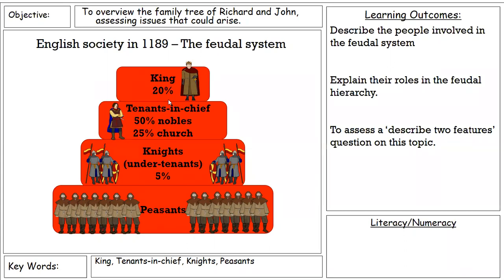So I'll just quickly draw here. This whole hierarchy here is the way in which society was controlled. And we're going to look at each area to be able to say about 3 to 5 facts about each one. And then we can develop that a bit further and look at describe two features question. So if we just look on the next bit.